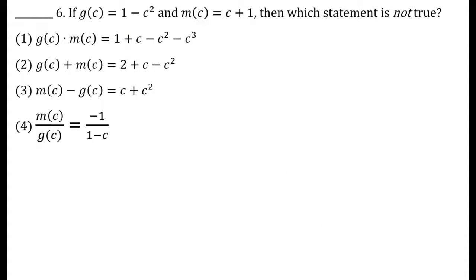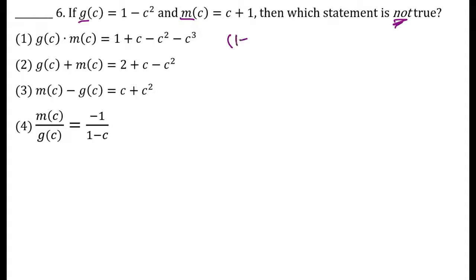Number 6, if g of c equals 1 minus c squared and m of c equals c plus 1, then which statement is not true? The Regents exam loves these not true questions because you have to go through all of the work. What is g times m?